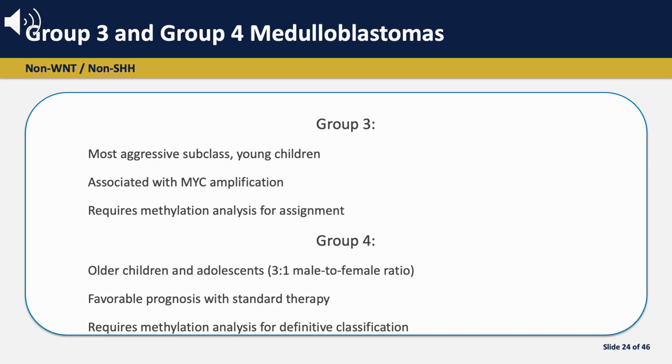However, occurrence is infrequent. Few other readily testable genomic events define Group 3 tumors, which generally require methylation analysis for assignment. Group 4 medulloblastomas fall into Group 4, also non-WNT, non-SHH activated, and are typically seen in older children and adolescents with a 3:1 male to female ratio. The prognosis is favorable with standard therapy, and like Group 3 tumors, they require methylation analysis for definitive classification.